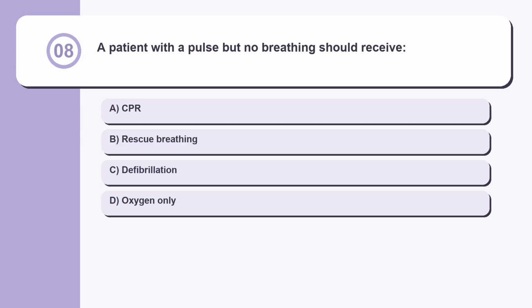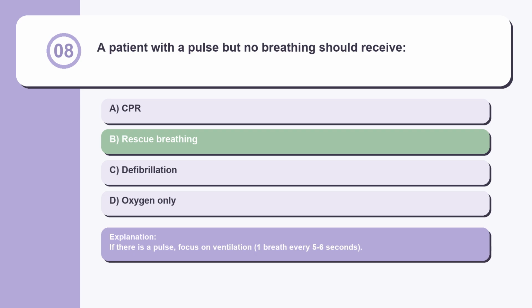Question 8. A patient with a pulse but no breathing should receive CPR, rescue breathing, defibrillation, oxygen only. If there is a pulse, focus on ventilation, 1 breath every 5 to 6 seconds.